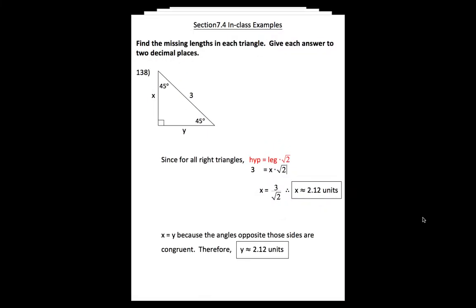Since x and y are both opposite angles that are congruent, x and y have to be congruent in length. So x and y are essentially both legs of this 45, 45, 90 triangle, and therefore y also has to be 2.12 units in length.